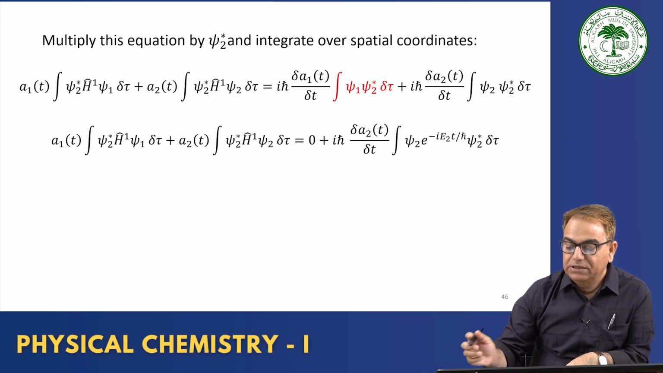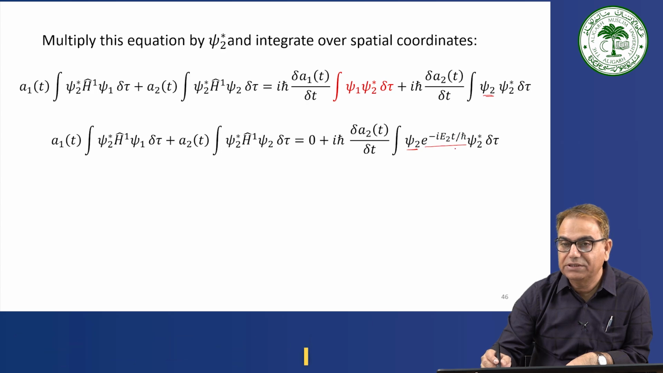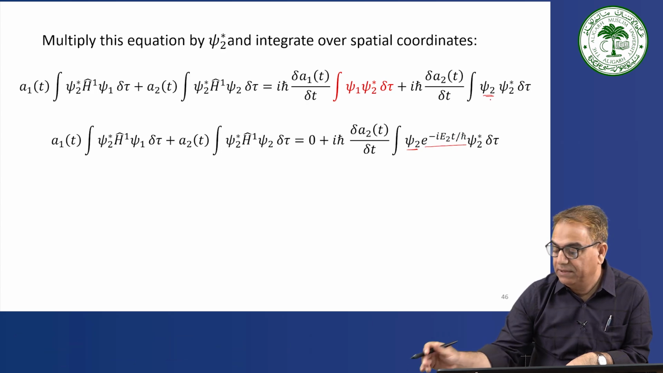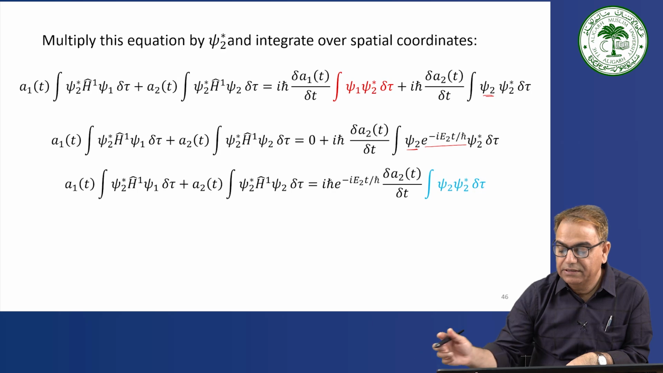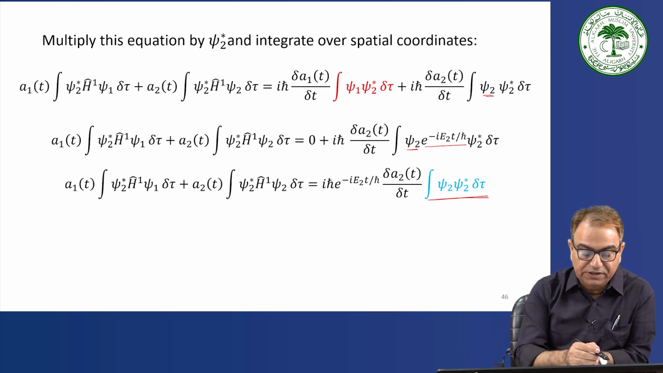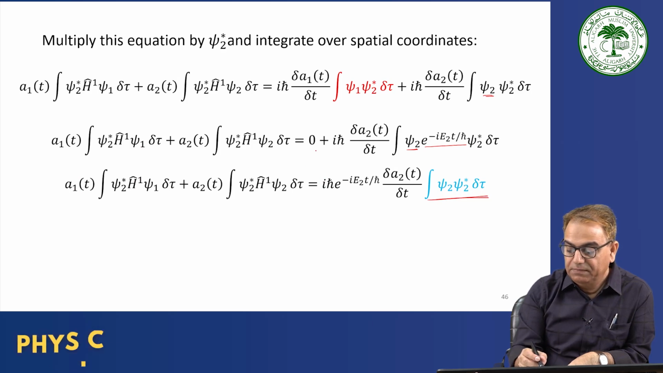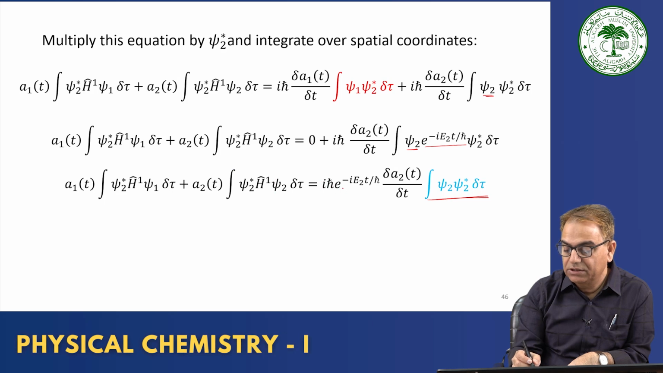And then instead of psi 2, you can write psi 2, a coordinate dependent part, and e exponential raised to the power minus E2 t by ħ, the time dependent part. So this could be replaced, and after a little rearrangement, what you get is this one. Again, you know why it is in color, because it's again a normalization condition, and the rest of the thing remains the same. A1t psi 2 star H1 psi 1 d tau, A2t psi 2 star H1 psi 2 d tau. This 0 goes, is equal to iħ exponential.